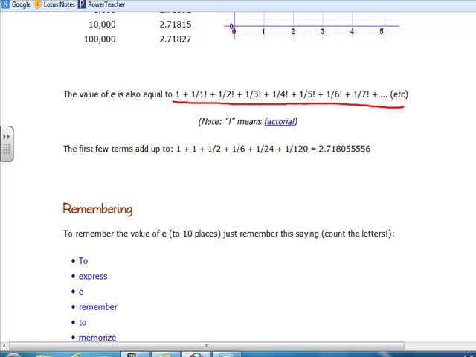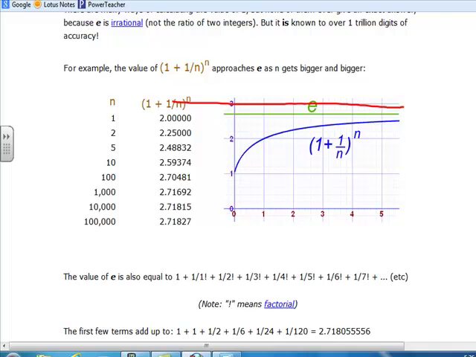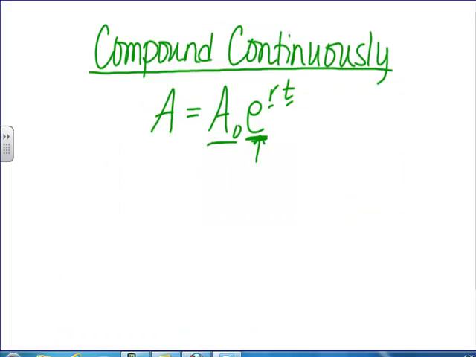There's also another place we find e, and that is if we take a sum where we take 1 plus 1 over 1 factorial plus 1 over 2 factorial, etc. It is not your business to have to know where e came from. I just want to give you a little background if you're curious.